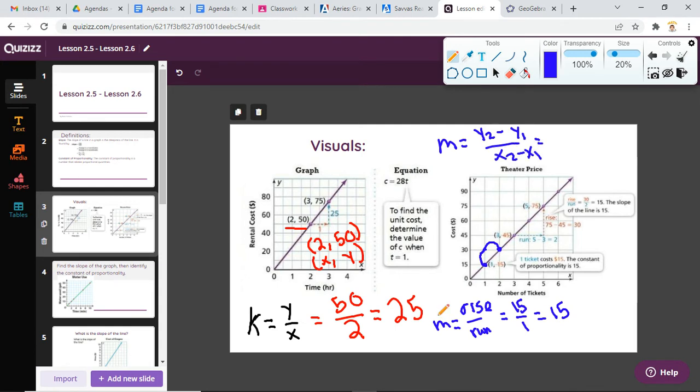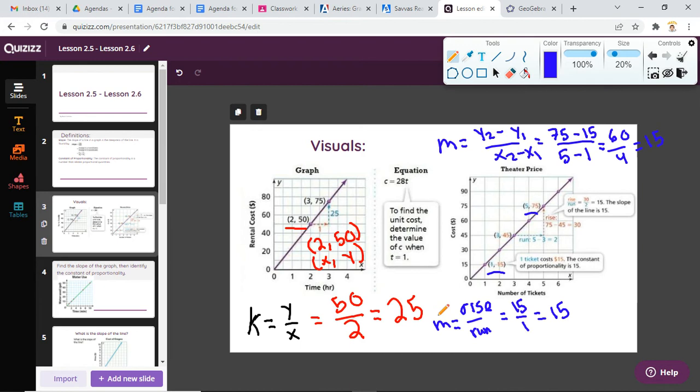All right, so the way we do this, we need to choose 2 coordinates here. So let's choose the coordinates 1 comma 15 and 5 comma 75. So I need to do y2 minus y1. Well, the second y is 75 minus the first y is 15. And then I need to do that over x2 minus x1, 5 minus 1. So 75 minus 15 would give me 60 over 4, which is equal to 15.